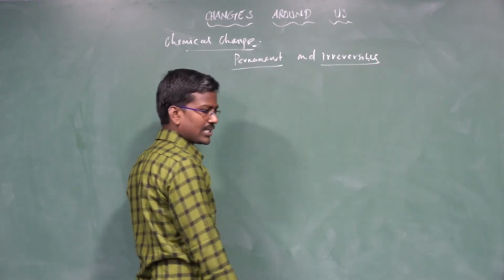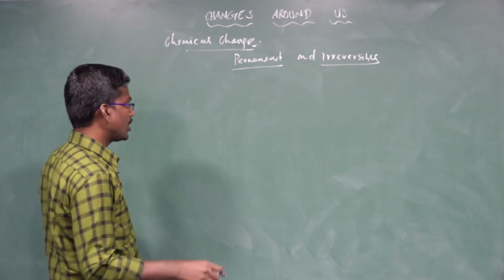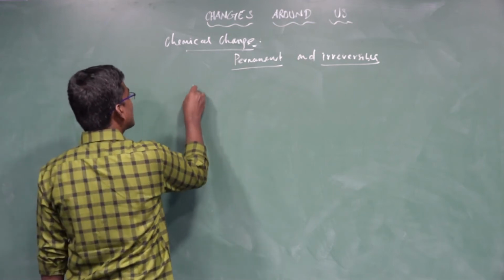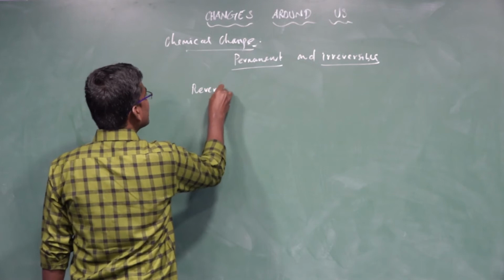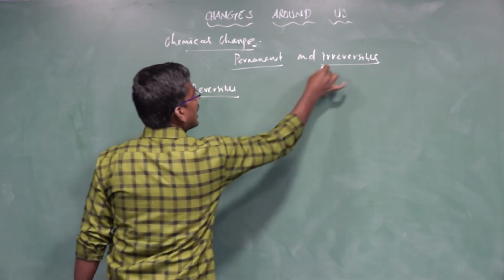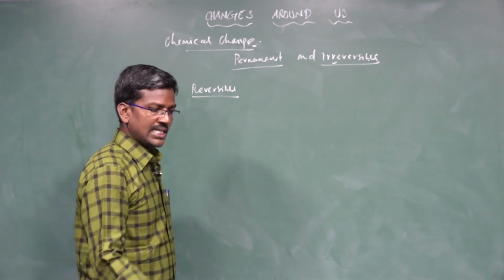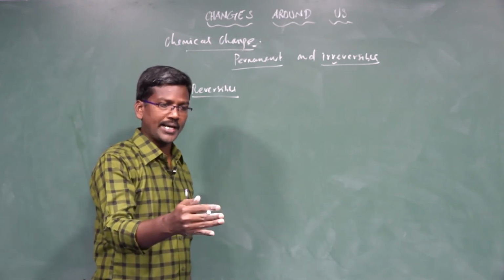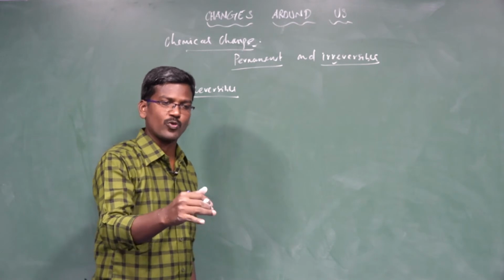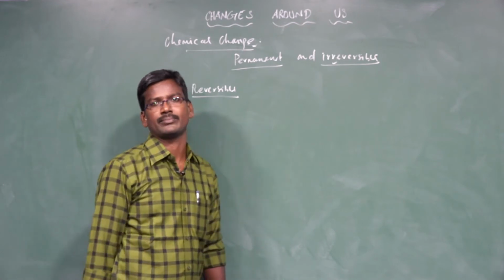Two types of reactions are there. One is reversible and one is irreversible. What is the meaning of reversible? The reactant can be converted into product, and the product recombines to form the original reactant. This is known as a reversible reaction.